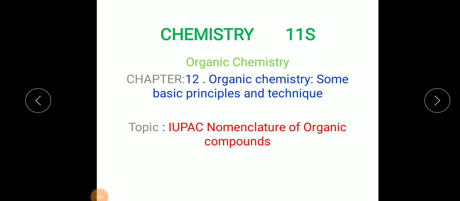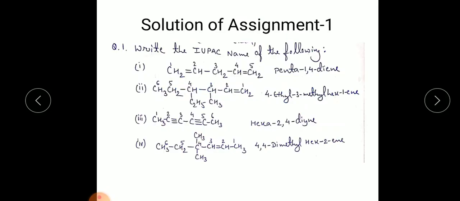It has been observed that most of you are committing mistakes in writing the IUPAC nomenclature. So today I have given you the solution of assignment 1 and the solution for assignment 2, and I'm going to explain how we can name the compounds as well. For example, this is the solution for assignment 1. Remember that I had asked you to write the IUPAC name of the following.